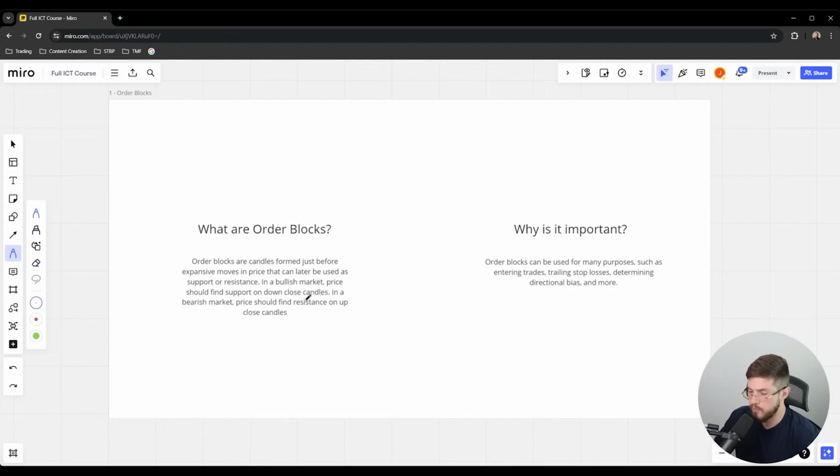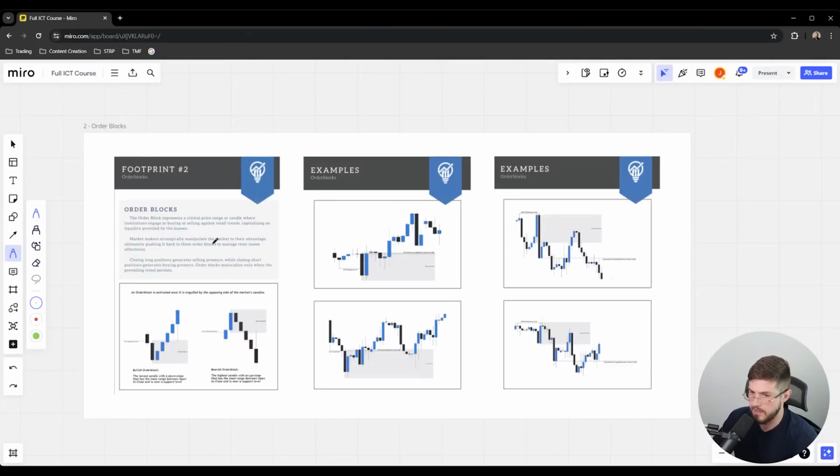So in a bullish market, it's going to be down close candles. And in a bearish market, it's going to be up close candles. Ideally ones that occur before a fair value gap and before a displacement, because a displacement is everything. A level should provide displacement if it's going to be respected, all right? So let's break this down a little bit further.